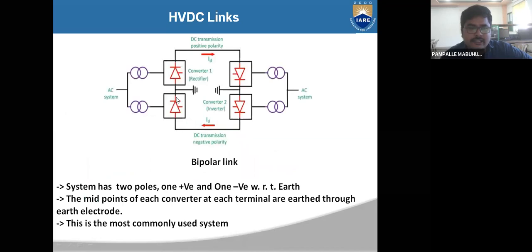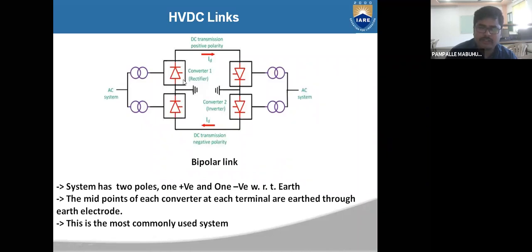The next link is the bipolar link, or bipolar transmission system. In this bipolar link, you will have two poles or two transmission lines, one positive and the other negative with respect to the earth. One has positive polarity and the other has negative polarity, and these polarities are with respect to earth only.